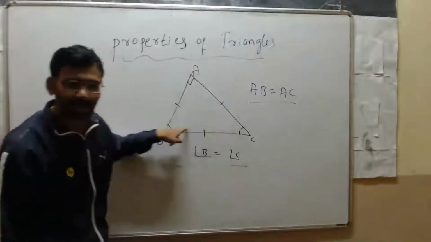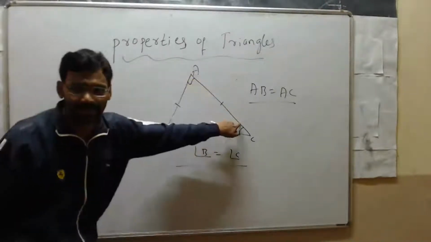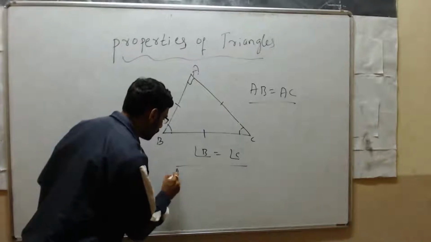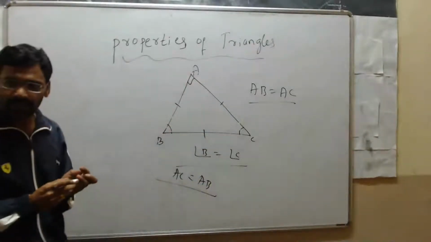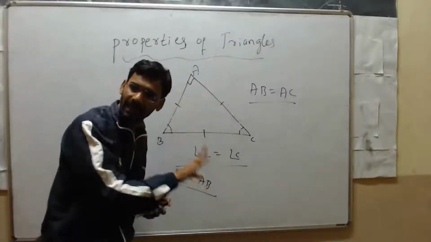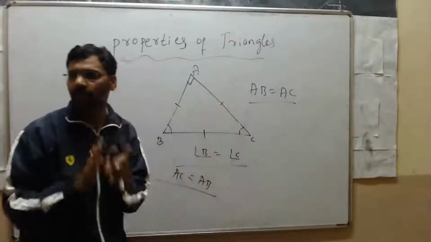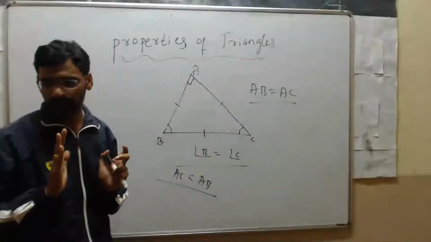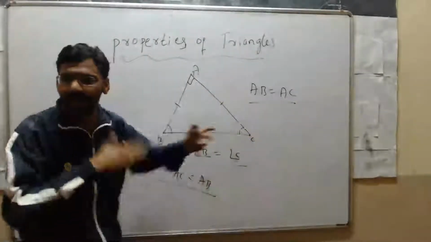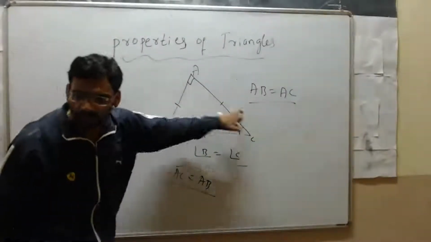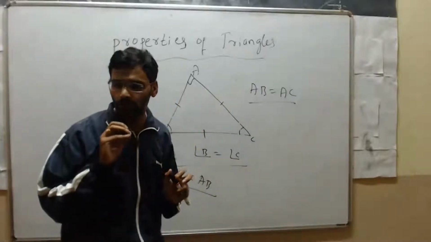If angle B equal to angle C, what will happen? Angle B equals angle C. The side opposite angle B is AC, which is equal to AB, the side opposite angle C. It means first, if two sides are equal, their opposite angles are equal. And second, if two angles are equal, their opposite sides are equal to each other.